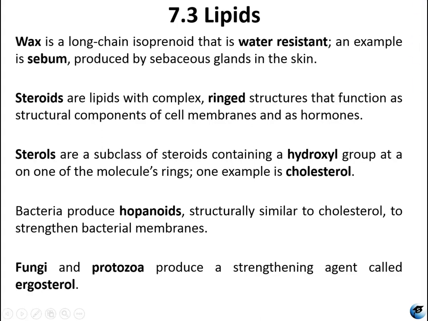Steroids are lipids that have ringed structures that function as structural components of cell membranes, and also, of course, steroids are hormones. Sterols are a subclass of steroids that contain a hydroxyl group at one end of the ring. An example of a sterol is cholesterol. Hopanoids are structurally similar to cholesterol, and they strengthen bacterial membranes. And then, of course, you have fungi and protozoa. Those guys have ergosterol. We talked about that when we talked about fungi.